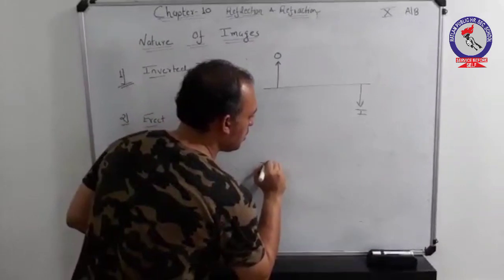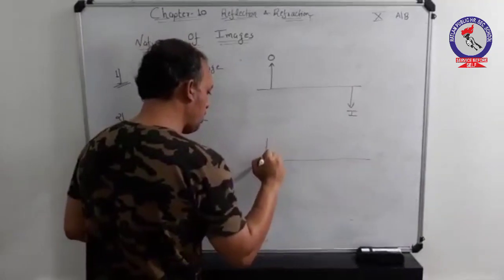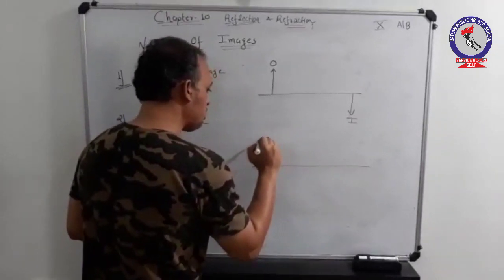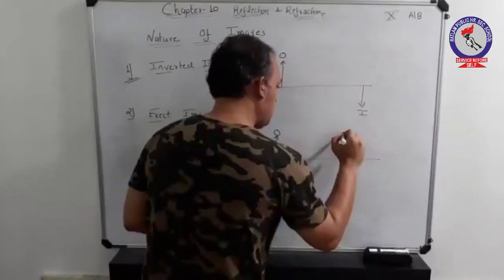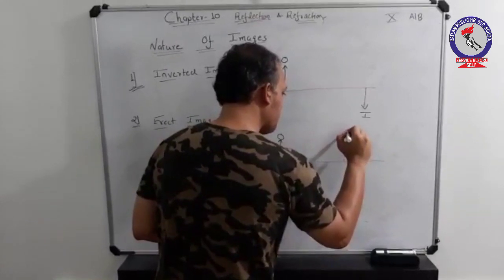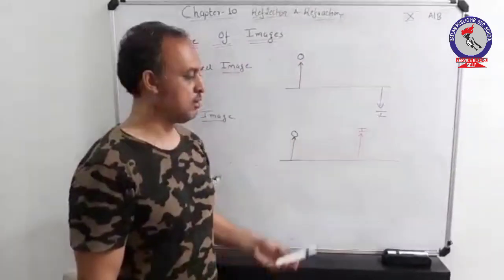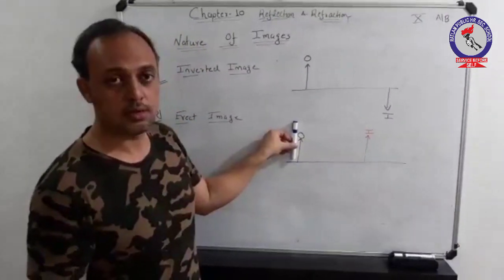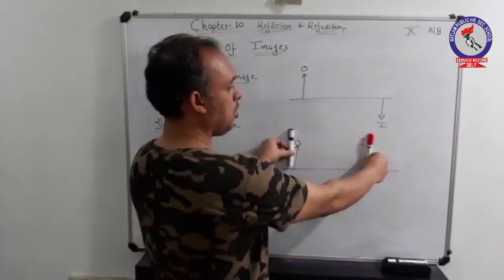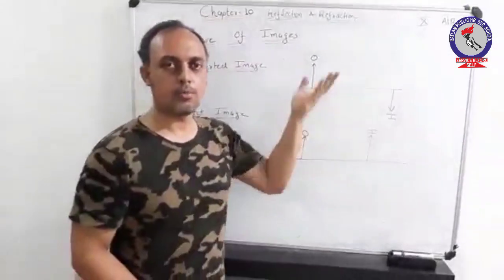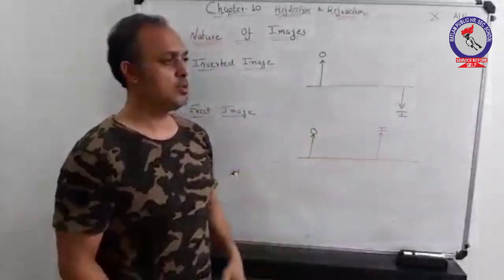I am again drawing a principal axis. Consider this as an axis, and you have an object which is kept on the principal axis. If the image is also formed above the principal axis, that is, the object is above the axis and the image formed is also on the same side, on the upside of the axis, this is known as erect image. So these are the two basic natures.